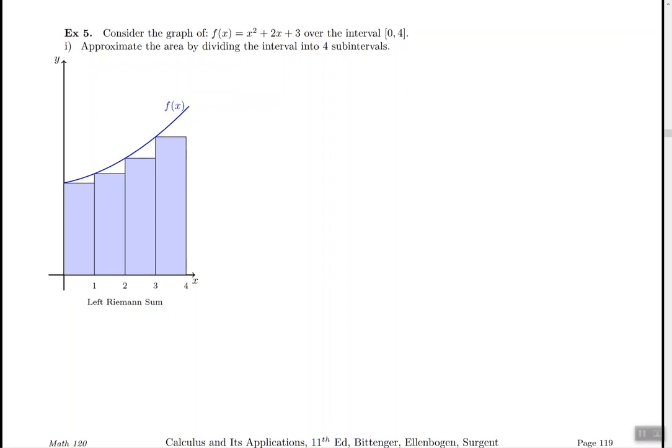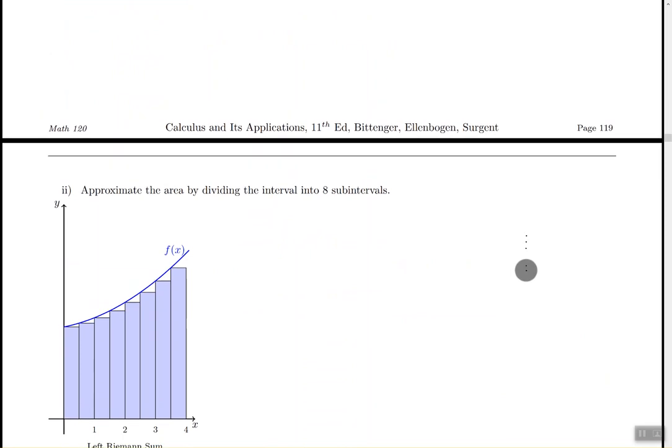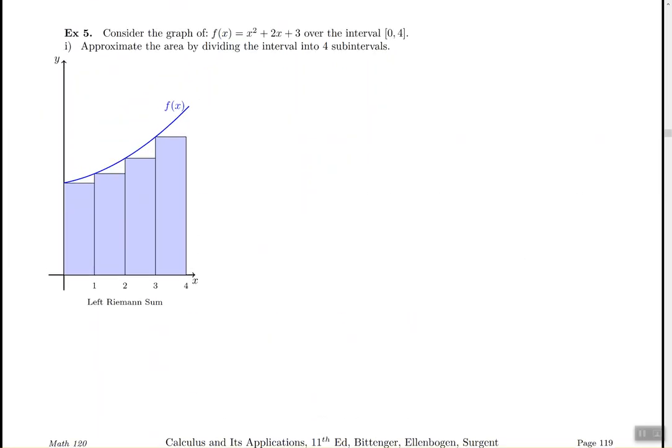So in example 5, again, the function is kind of bent. It's not a straight line. So again, we're going to be using Riemann sums to find the areas underneath the curve. And in this case, we're going to be doing 4 rectangles for the first problem and then 8 rectangles for the second problem.